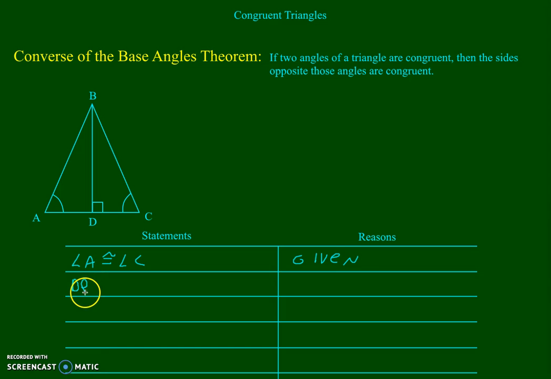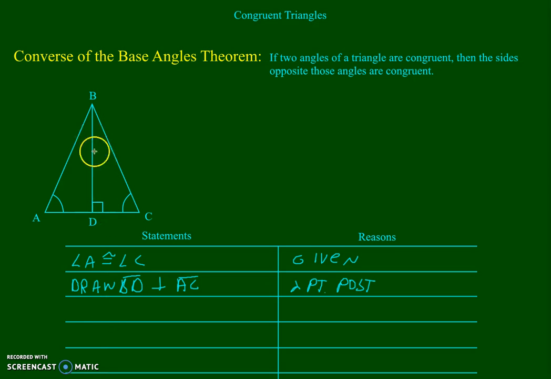So let's go ahead and start writing our new information. Draw BD perpendicular to AC. And this is going to be, again, the 2-point postulate. Through any 2 points, there is exactly one line.